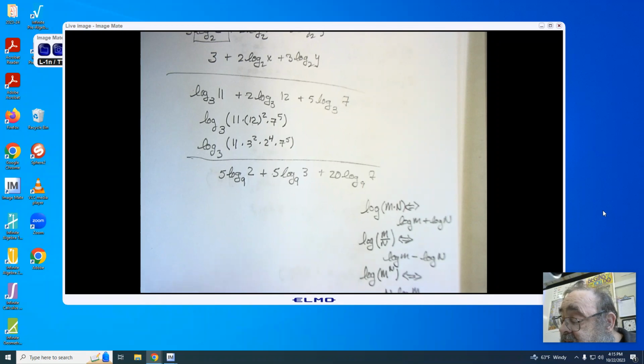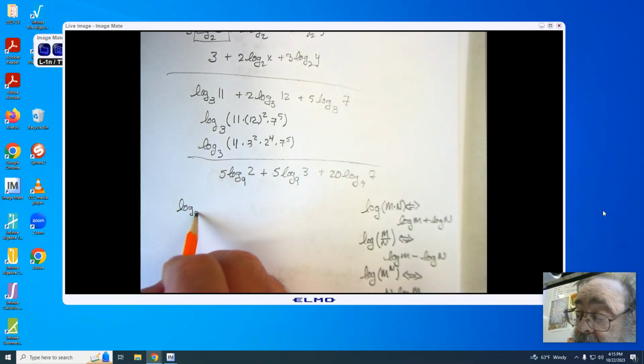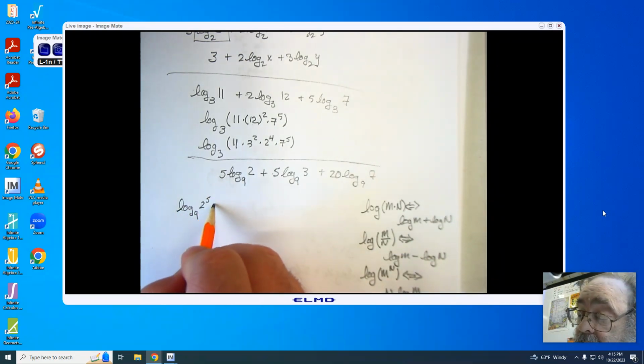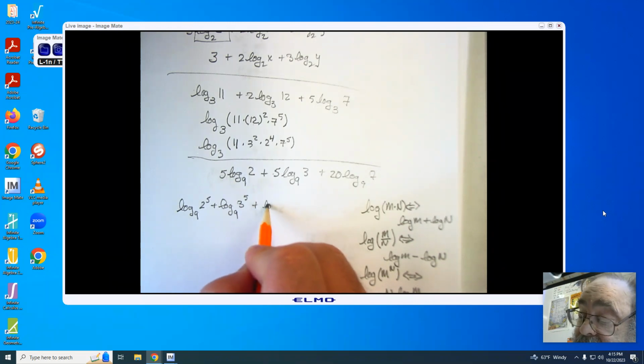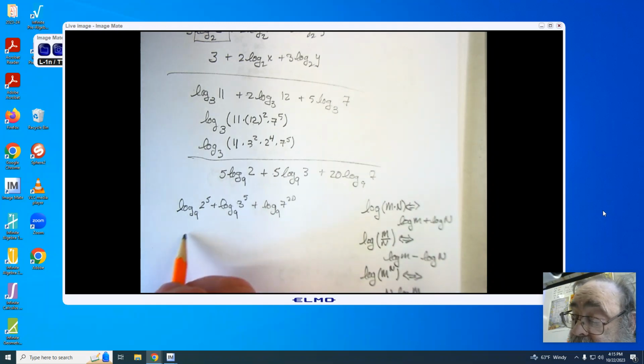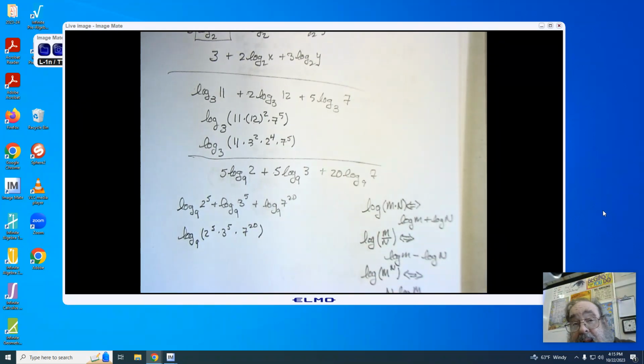So if I have this going on multiple times, I'm going to use it multiple times. Here we go. Log base 9 of 2 to the fifth power plus log base 9 of 3 to the fifth power plus log base 9 of 7 to the 20th power. This then gives me log base 9 of 2 to the fifth times 3 to the fifth times 7 to the 20th. It is not the only option.